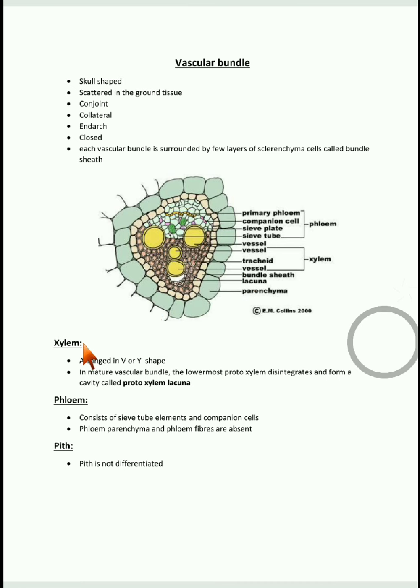So now we'll move on with the xylem part. Xylem is arranged in a Y shape or V shape. You can see this yellow color structure; it is either a V or Y shaped structure.